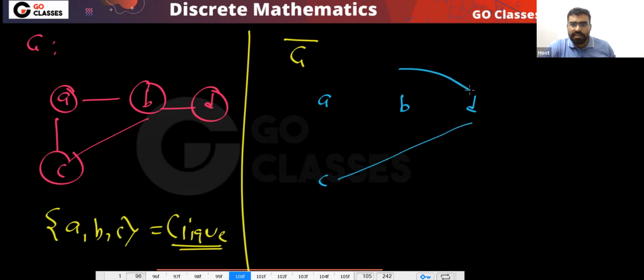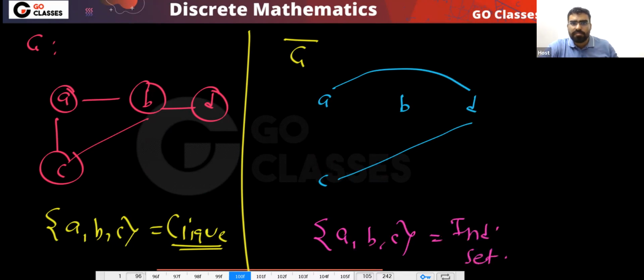DC, DA. This will be the G complement, yes or no? In this G complement, can you notice this A, B, C? This is an independent set. So this is the idea.